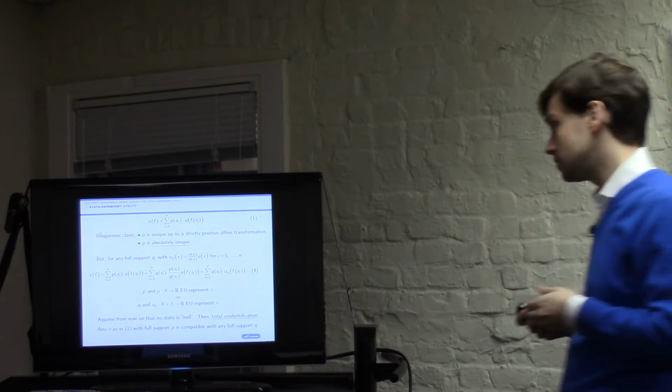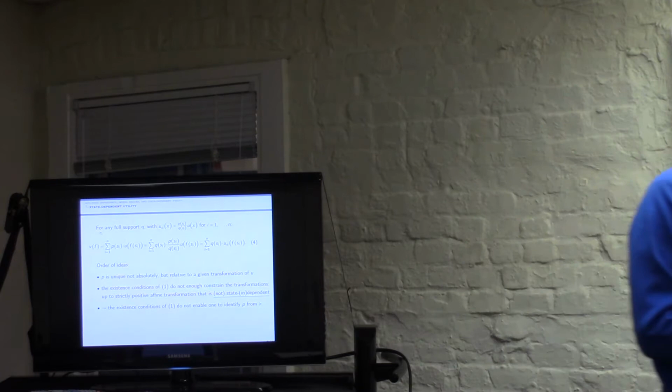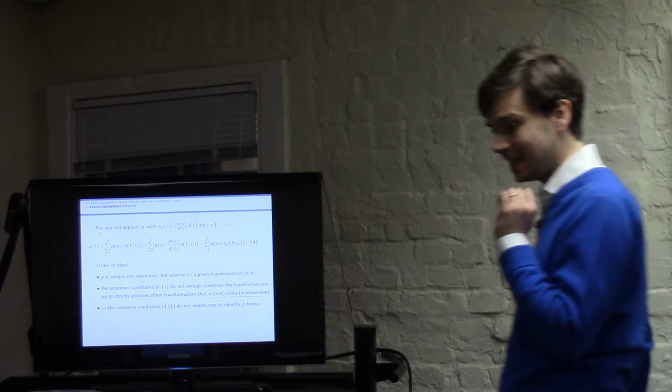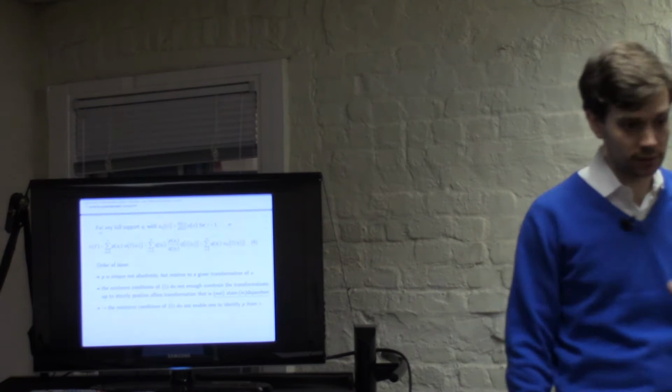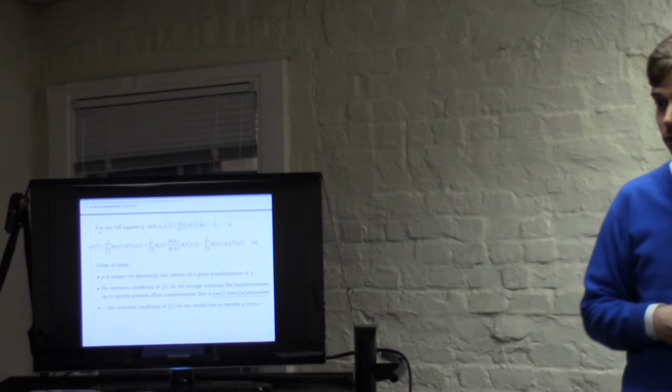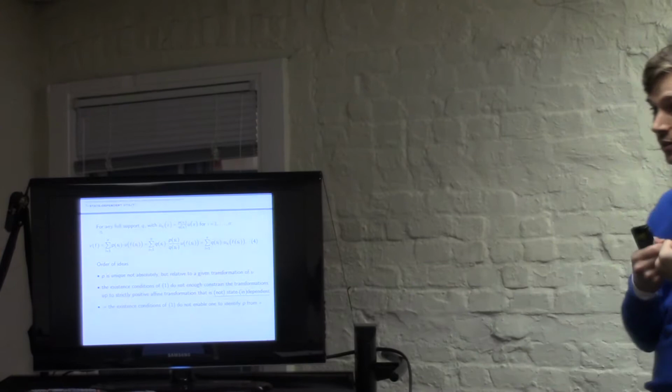Now, what are the causes of this? Well, the right order of ideas is this one. P is not unique absolutely, but it's unique up to a particular transformation of U. U is actually not pinned down up to a strictly positive affine transformation that would be state independent, but the strictly positive affine transformation can be state dependent. What does it mean? It means give me any state dependent affine transformation of the utility function U, and I'll be able to define a probability function, a full support one, that will together with this utility function generate the same choice data. Okay, this is exactly what I illustrated.